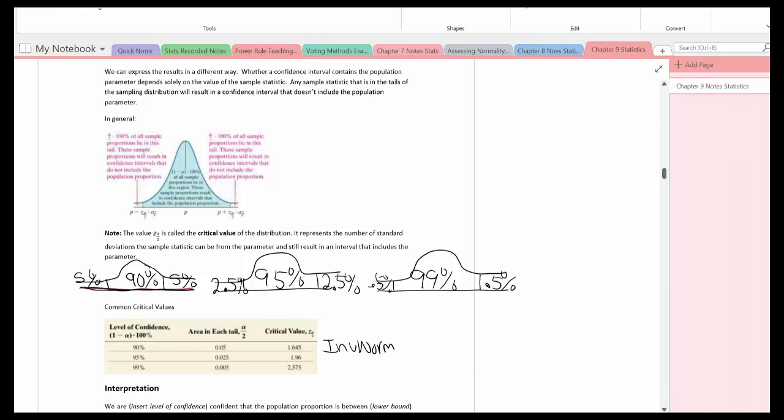So inverse norm. And let's start with the 90%. Now again, at the very end of the 90%, we go to the left. 90 plus 5 is 95. So I can write that as a decimal of 0.95. Here, the mean is going to be 0, and the standard deviation is 1. All right, I will show you how to put that into the calculator quickly now.